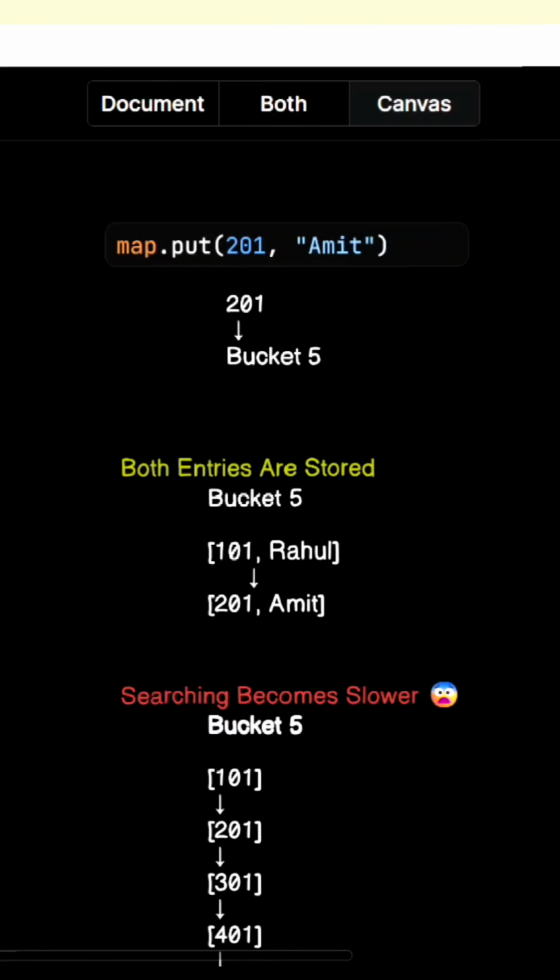Now you might think, wait, does HashMap overwrite Rahul's data, meaning the previous data? Of course not. HashMap is smarter than that. Instead of replacing the existing data, it stores both entries inside the same bucket. Something like this. But now a new problem starts.